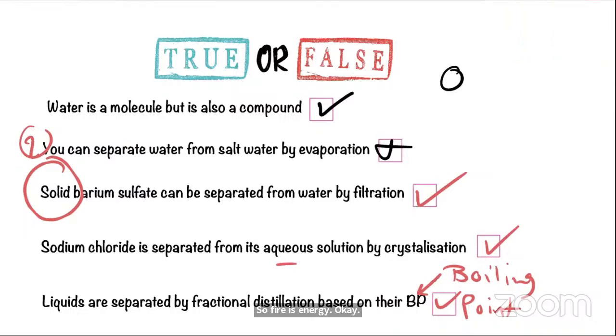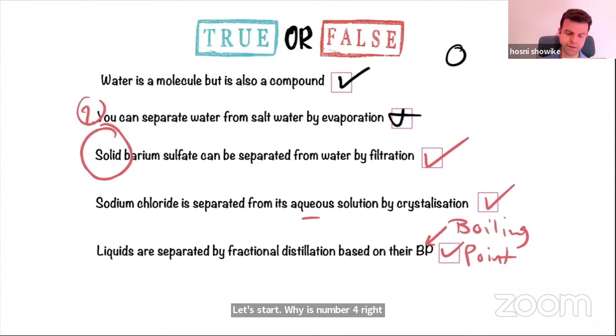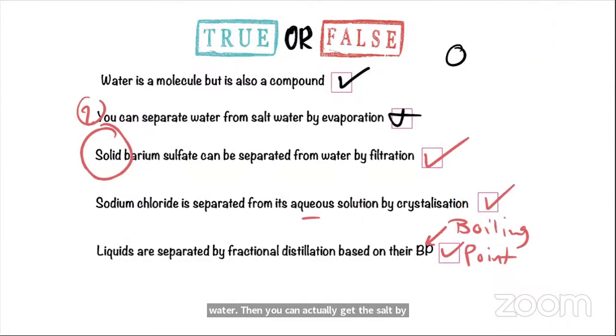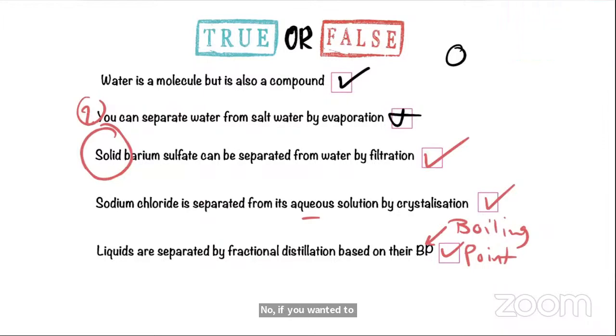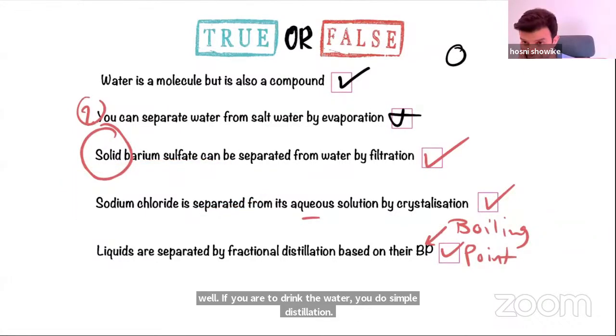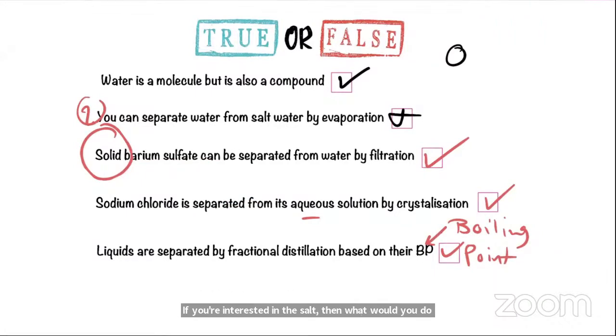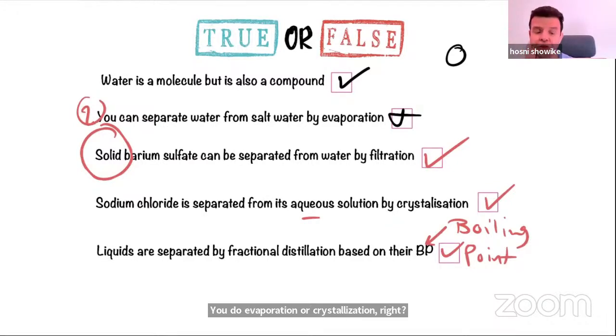Mister, why is number 4 right? Number 4 says if you want salt from salt in water, then you can actually get the salt by crystallization, can't you? But salt and water is by distillation. No, you have to read the question well. If you are to drink the water, you do simple distillation. If you're interested in the salt, then what would you do? You do evaporation or crystallization. So it depends on what you want. You want the water, drink the water, distillation. You want the salt, do crystallization or evaporation. Okay, thank you. You're welcome.